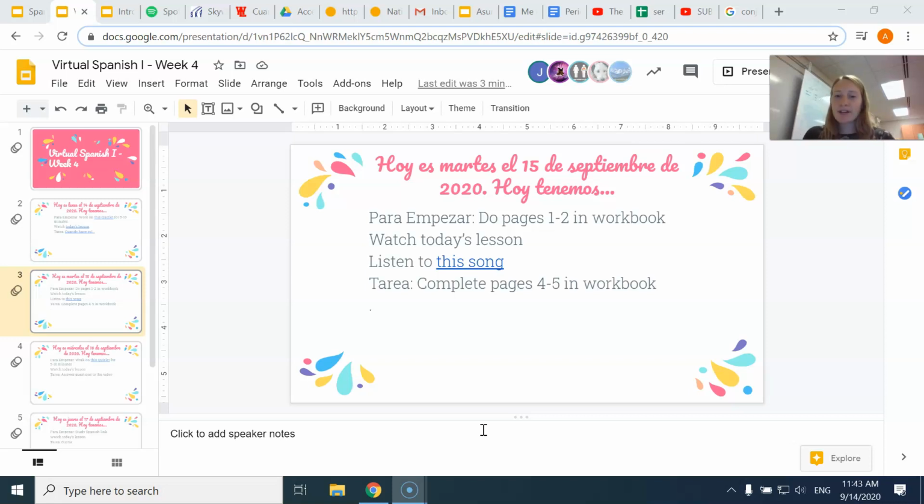Hoy tenemos, para empezar, please do your first 2 pages of your workbook, your cuaderno that says Avancemos. You're going to be turning those in at the end of the day with your homework, which is your tarea. Complete pages 4 y 5. So you'll be uploading pictures for both of those later today, but please do pages 1 or 2 first so that you can just be practicing with that vocabulary.